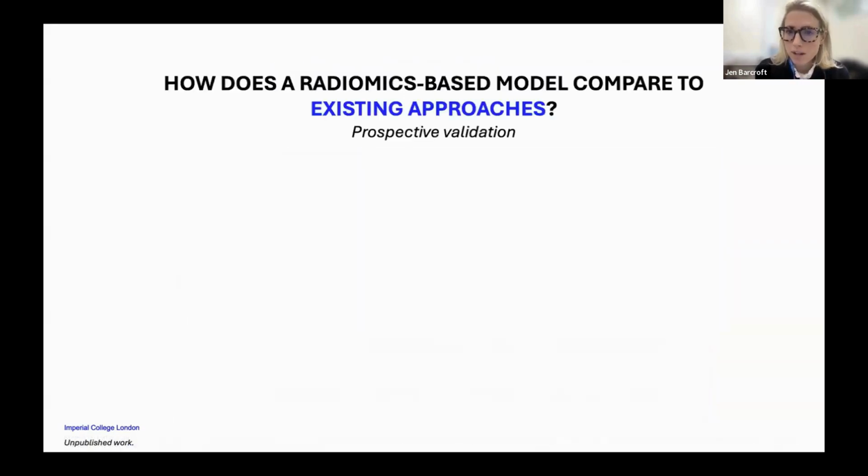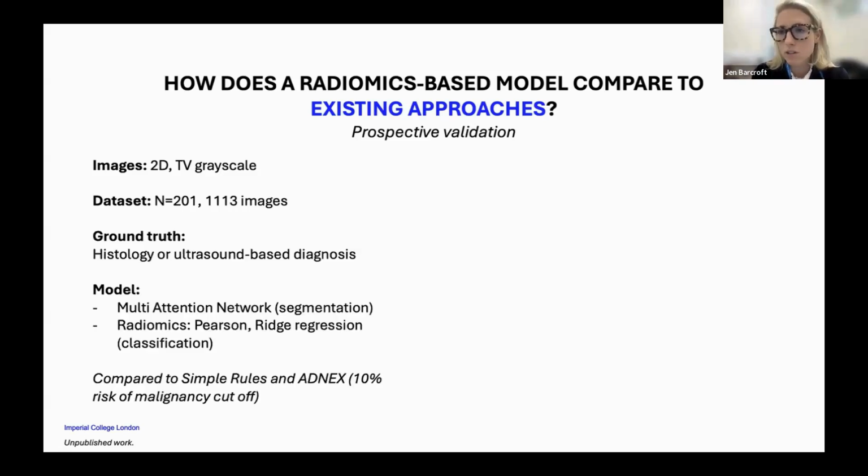So then we went on to ask, how does the model work prospectively, and how does it compare to what we do already? I've already mentioned one strategy for classifying masses that can be used in clinical practice. It is now CE marked, which is ADNEX. ADNEX is essentially a model that uses clinical parameters, but also ultrasound-based features to give you an output, which is a percentage risk of malignancy.